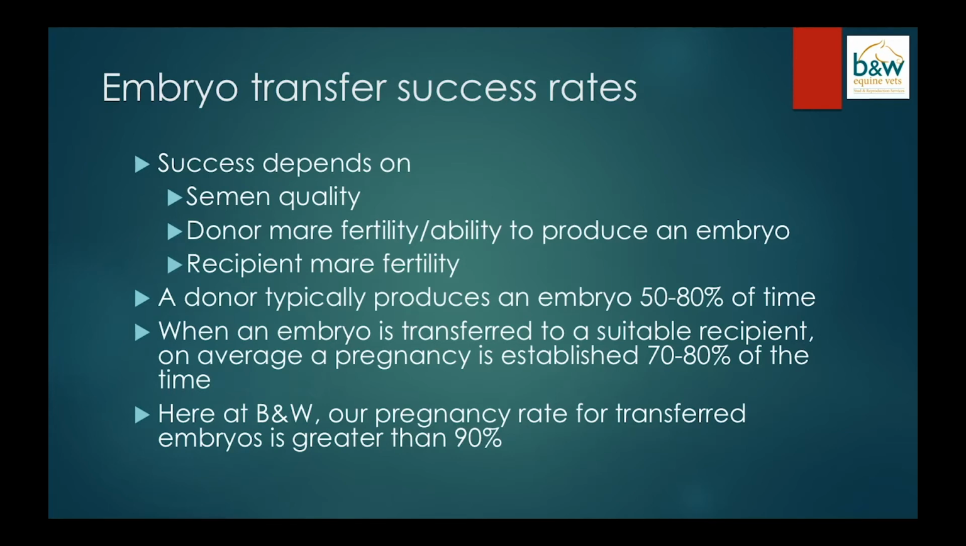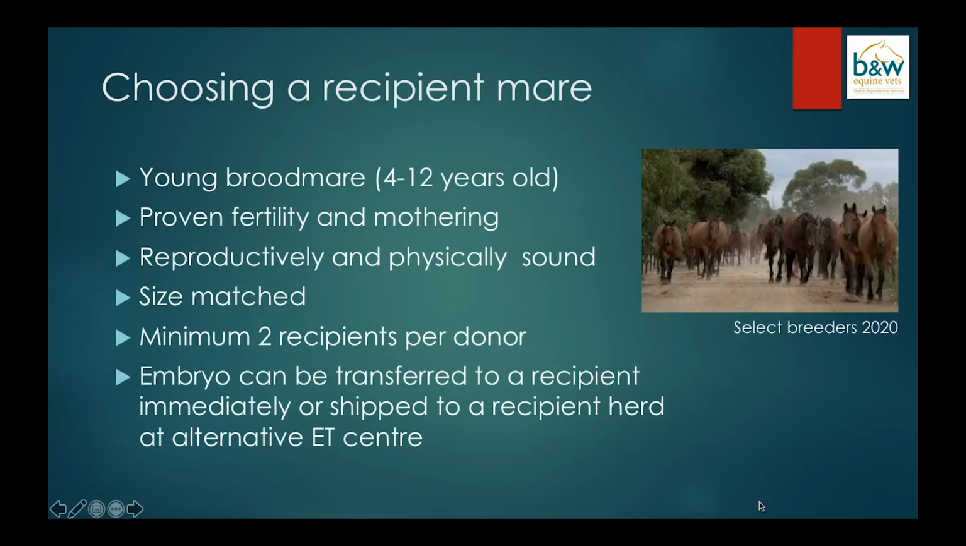The rates of flushing, if there is an embryo there, the rates of recovering that embryo are very high. When an embryo is transferred to a suitable recipient, on average, a pregnancy is established 70 to 80% of the time. Here at B&W, we actually have higher pregnancy rates for transferred embryos, greater than 90%. Choosing a suitable recipient mare is key to successful embryo transfer.